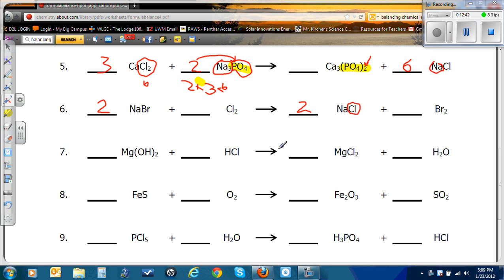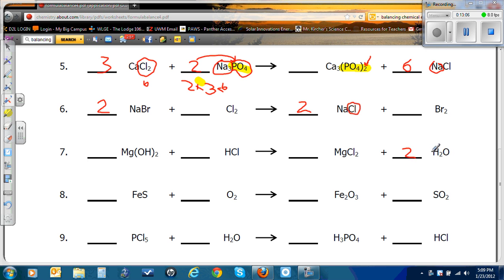Magnesium, we have 1 part, we have 1 part here. Oxygen, we have 2 parts because of that subscript, 2 parts here. If we go over here, we have 1 part, so we need a 2 in front of there. Hydrogen, we have 2 parts here, 2 parts plus 1 part, so we have 3 hydrogen, okay?